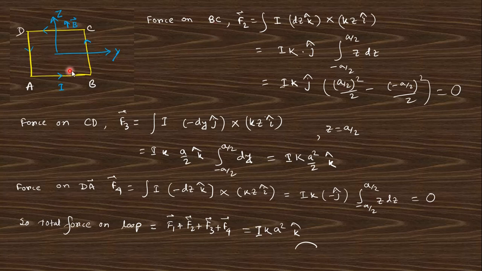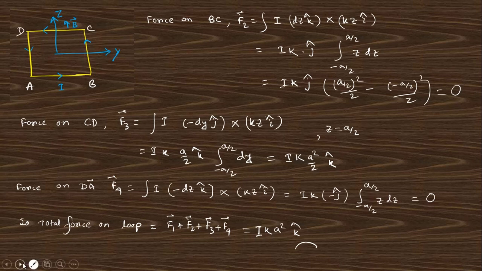for the BC side, you can see here putting this value and integrating z from minus a by 2 to plus a by 2 will give 0. Similarly for DA also 0, and for CD you will put this value, you will get I B a square by 2. Clear? So the total force will be I B a square k cap. Along this k cap the total force will be exerted.